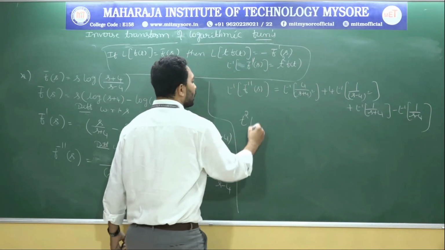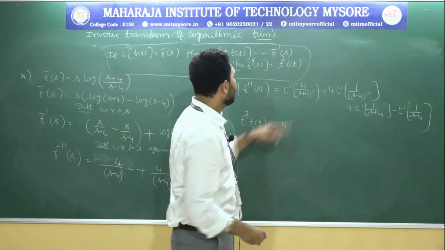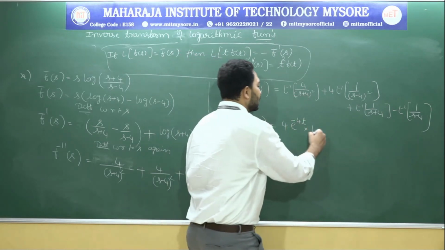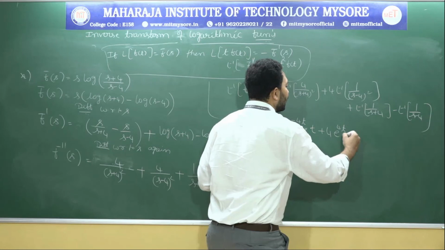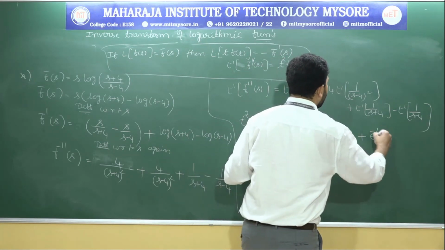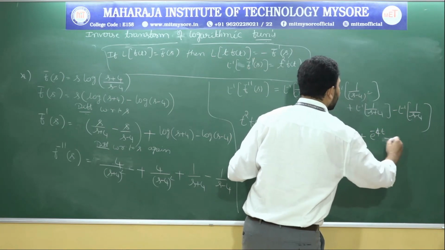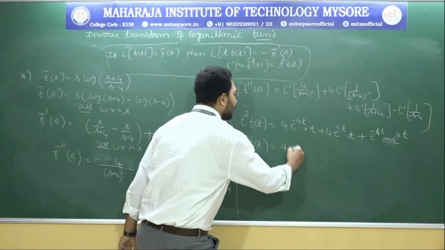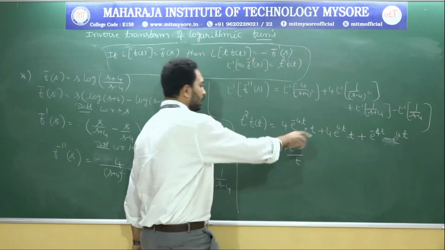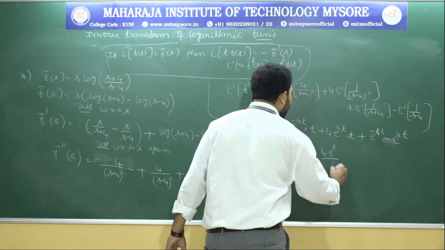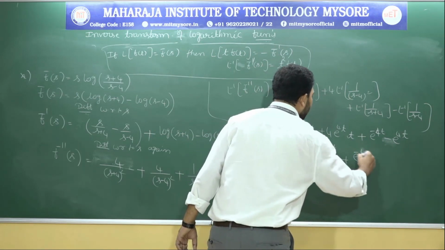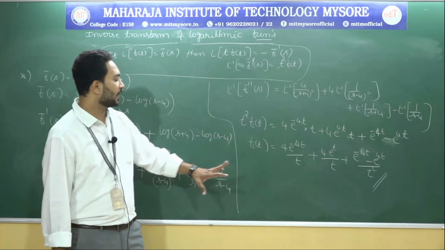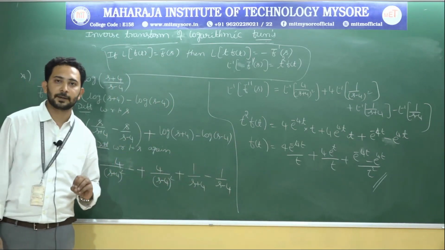So the final result is t square into f of t equals 4 into e power minus 4t into t, plus 4 into e power plus 4t into t, plus L inverse of this, e power minus 4t minus e power plus 4t. So divide by t square now. F of t equals 4 into e power minus 4t divided by t, one t gets cancelled, 4 into e power 4t divided by t, plus e power minus 4t minus e power plus 4t divided by t square. This is the required result. Here we differentiated this problem twice.